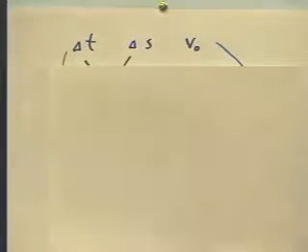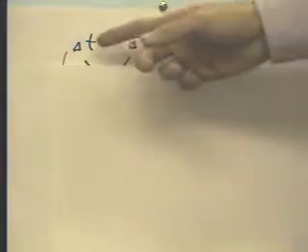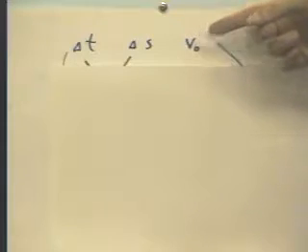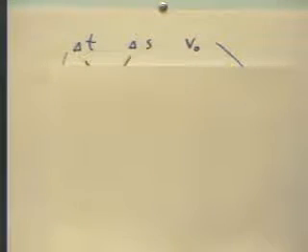As another example, consider what happens if we know delta T, delta S, and V naught. What can we determine if we know a delta T, a delta S, and a V naught? I suggest that you pause the playback and think this through. Begin by making up some numbers and a situation to go with this.